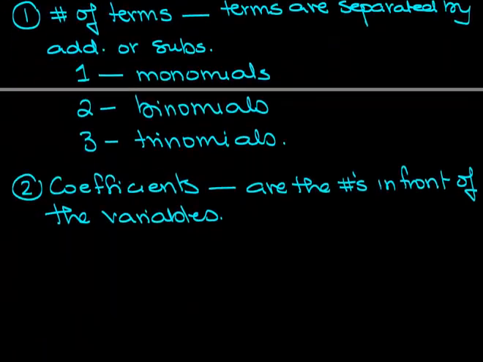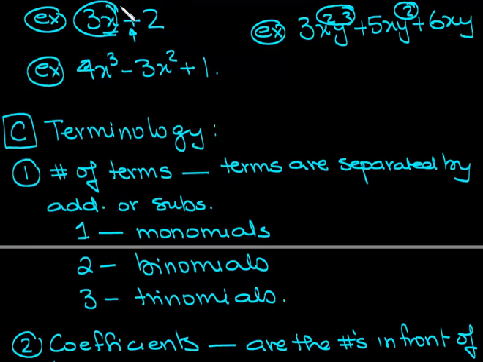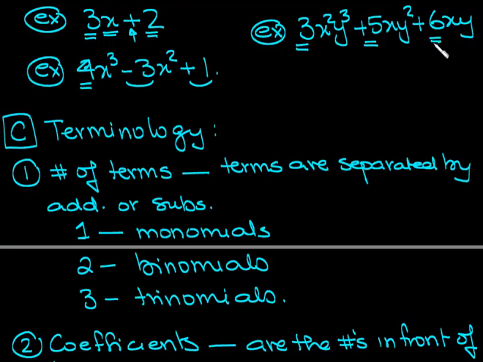Okay. So in the examples that I have here, let's take a look at what my coefficients are. My coefficients in this example are 3 and 2. Out here they're 4, -3, and 1. Out here they're 3, 5, and 6. So those are my coefficients, just the numbers in front of the variables.